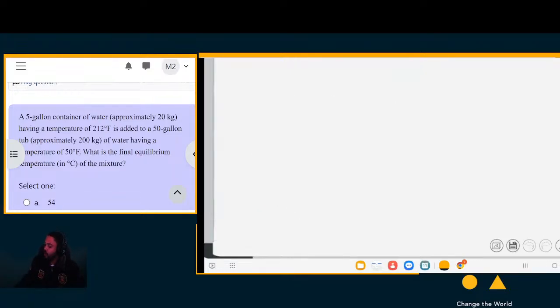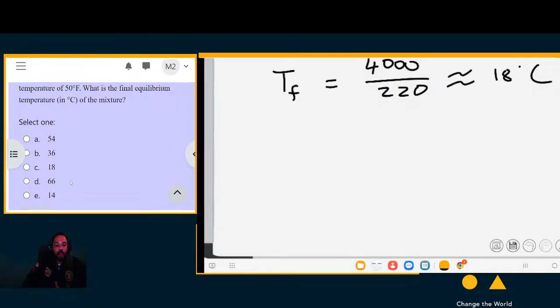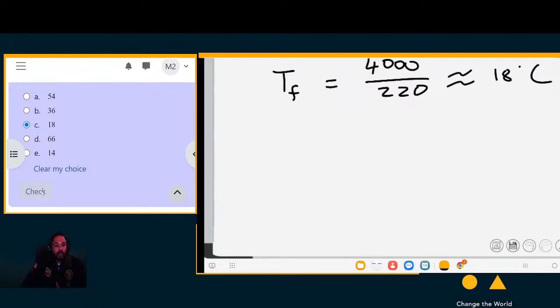So to get the final temperature, T final, it is 4000 divided by 220, and that gives me an answer of approximately, let me write it approximately because it's rounded off, 18 degrees Celsius. So the final water in the tub is 18 degrees Celsius. Let's go check and see if 18 degrees is a viable option. We click on 18 here and we check. Yes, it is indeed the correct answer.